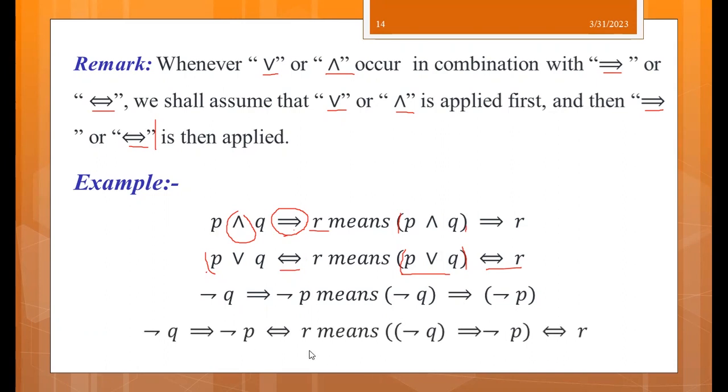Again, here we are using two logical connectives, which are implies and if and only if. Because there is no disjunction or conjunction here, we must give priority to the first logical connective, that is implies, and therefore this means negation of Q implies negation of P, if and only if R. That means we must give priority to the first logical connective, or the two propositions which are connected by the first logical connective, and next to the next one.